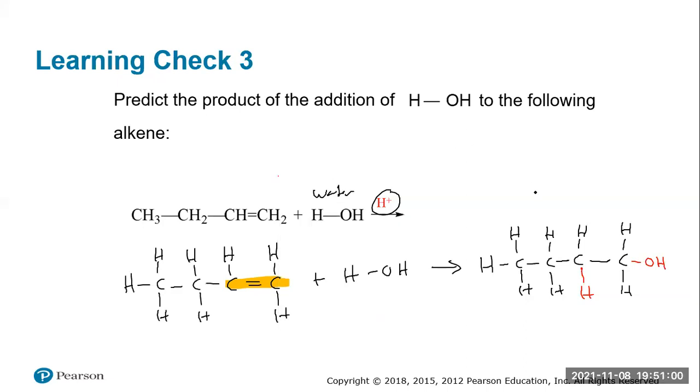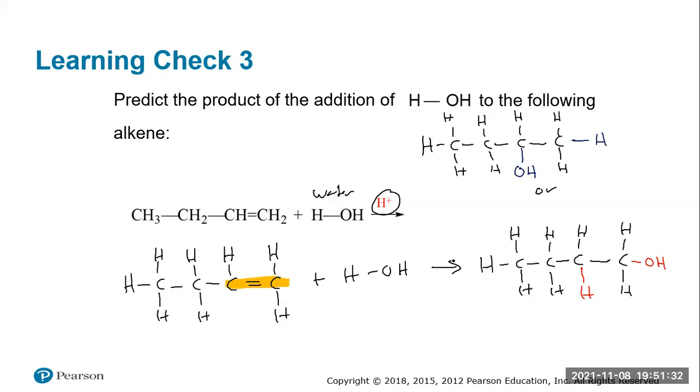Your other option would be exactly the same, but opposite adding. So I'll go R, H, C, H, H, C, H, H, C, again, making a single bond here. Now, our other option is we're going to put the H over here from the water and the OH over here from the water. These are really two options that you could get.